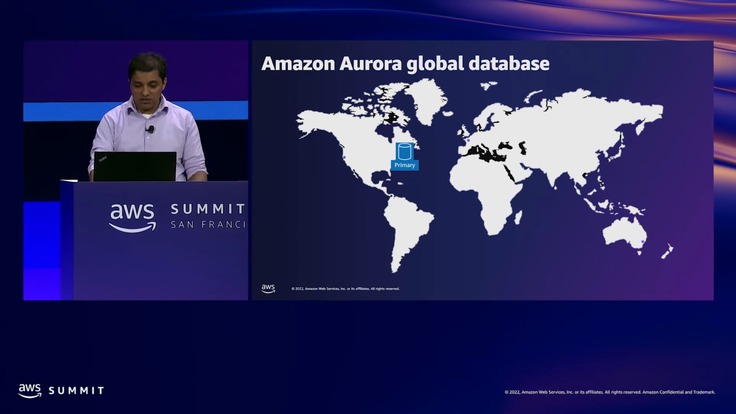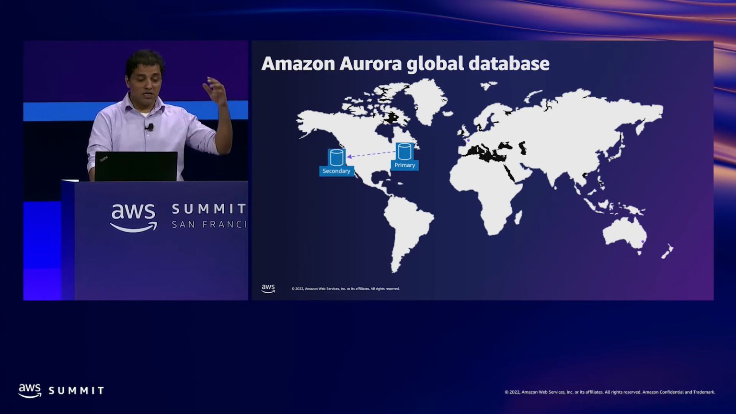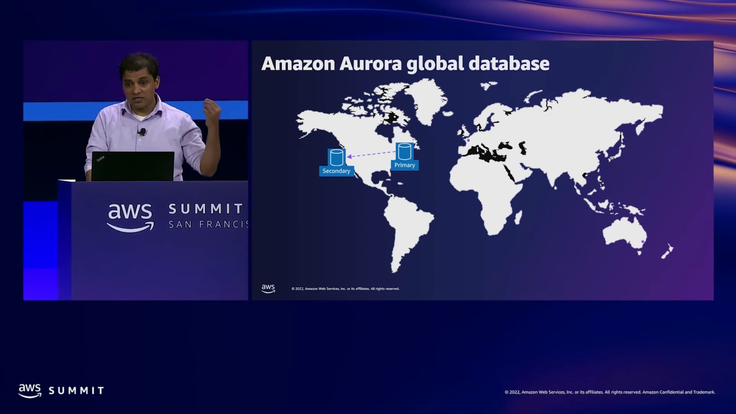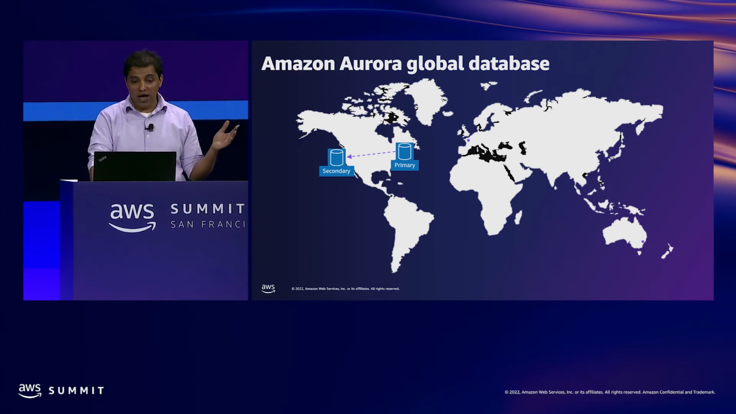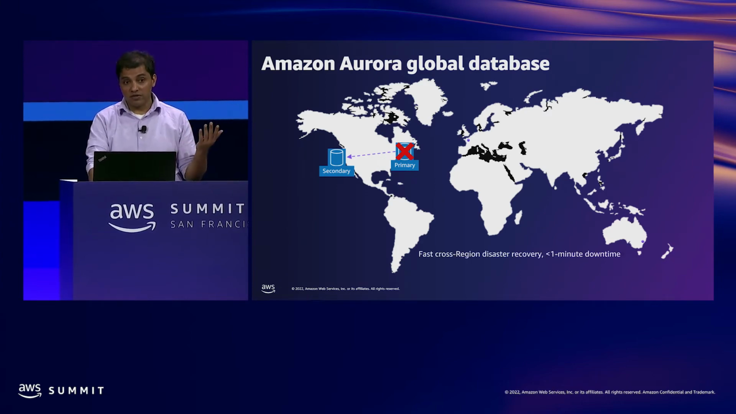So the way it works is you can have a primary region, let's say in this case, it's in US East. And you can create, very simply, a secondary region across the continent. In this case, it's on the west coast of the US. And in the event that the primary region were to go out, you can quickly promote your secondary region to become a writer instance. And you can do this in less than a minute of downtime. So you can fail over from your primary region over to the secondary region.